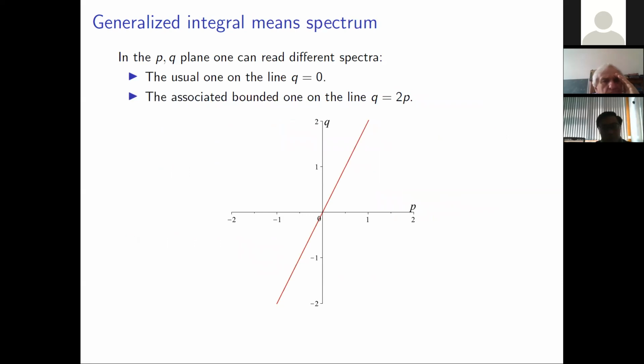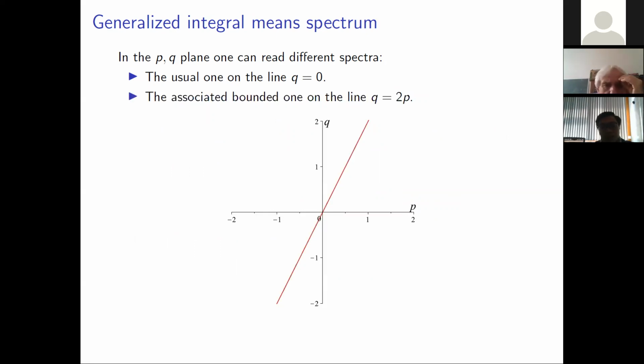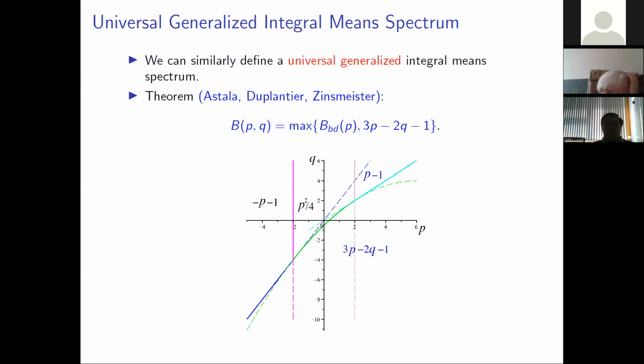As we can see, in the (p, q) plane, if q is zero, we have the usual integral means spectrum of a function phi, and q to p corresponds to the usual integral means spectrum of the inverted function. Similarly to before, we can define the universal generalized spectrum. We just take the sup over the class S of the generalized integral means spectrum.